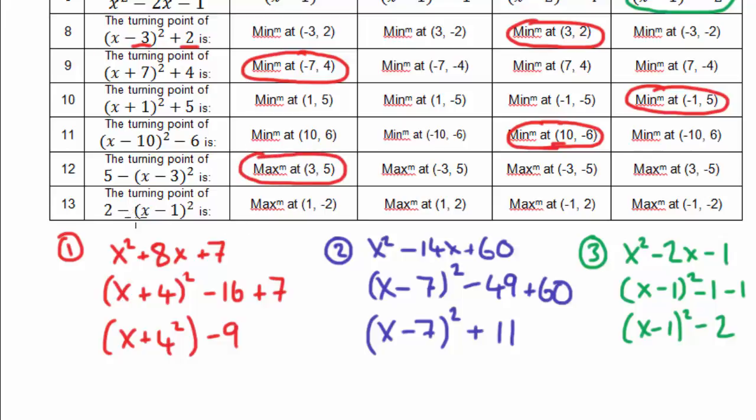And again, it's going to be a max because it's minus x squared, and that is going to be plus 1, so it would be a positive 1, 2. Okay, so max, positive 1, 2. And that's your answers for your starter.